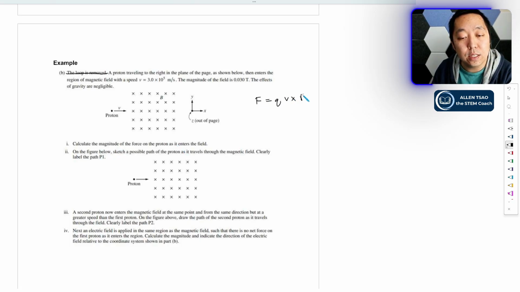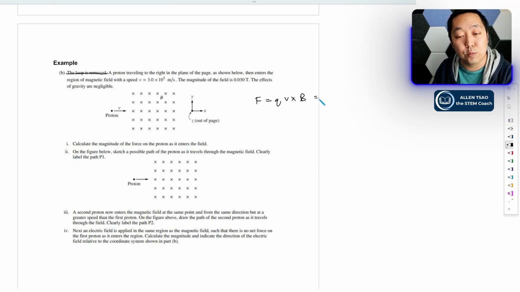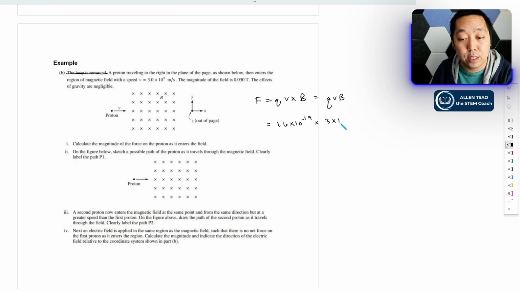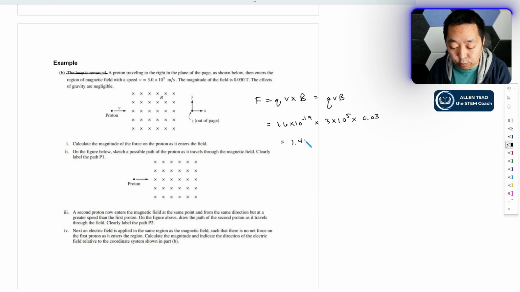That's qv cross B. Because the velocity is already perpendicular to the magnetic field, we don't have to decompose anything. We just do qvB. So this is going to be 1.6 times 10 to the negative 19, the charge of a proton, times the velocity of 3 times 10 to the fifth, times the magnetic field of 0.03. You simply multiply the numbers, and that will give you the magnetic force, 1.44 times 10 to the negative 15 newtons.